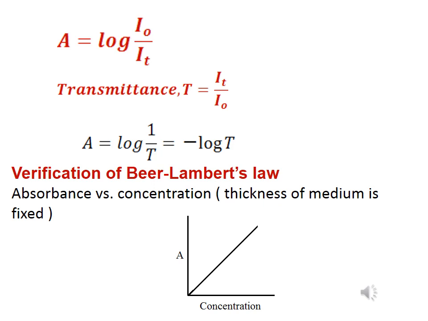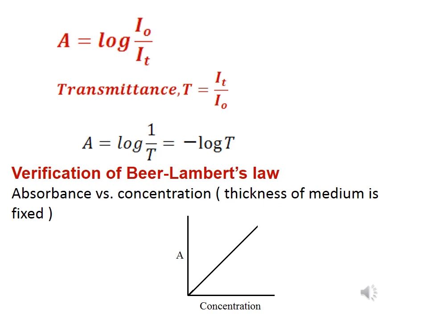There is a very important relationship between absorbance and transmittance. These are two terms which are reciprocal of each other. It means if the absorption of light is more, the transmittance of the incident radiation will be less, and if the absorbance of the light is less, the transmittance of the light will be more. So how do we write the relationship? A is equal to log 1 by T, or minus log T.